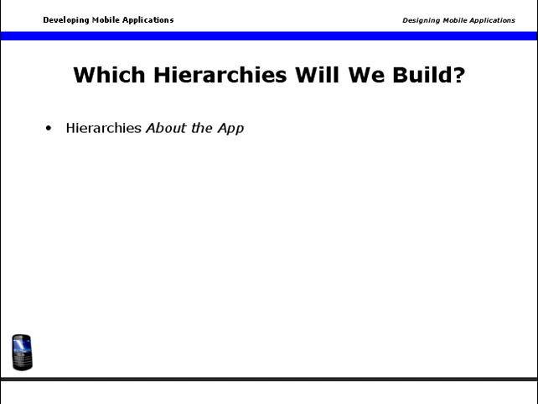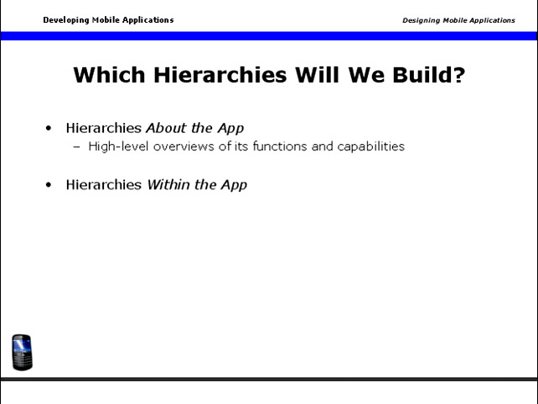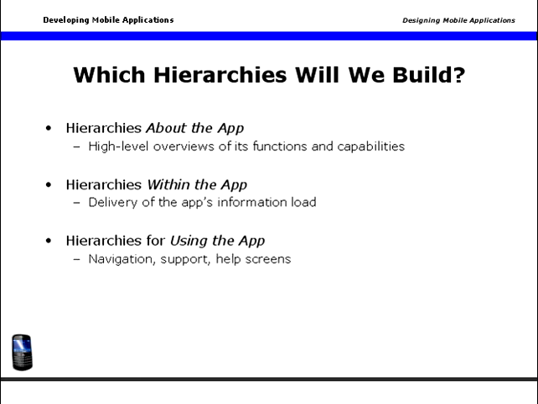Well, we'll need to provide hierarchies about your app. That is, its high-level overviews of its functions and capabilities. You'll need to build hierarchies within the app, the actual delivery of the app's information load. And then you'll need to create hierarchies for using the app, which end up in your navigation, support, and help screens. Obviously, our second point, hierarchies within the app, is the big one for us, getting the information organized so that the user can consume it. But the first and the last may have just as much influence on your user's overall experience. After all, what good is an information-loaded app if nobody can use it?